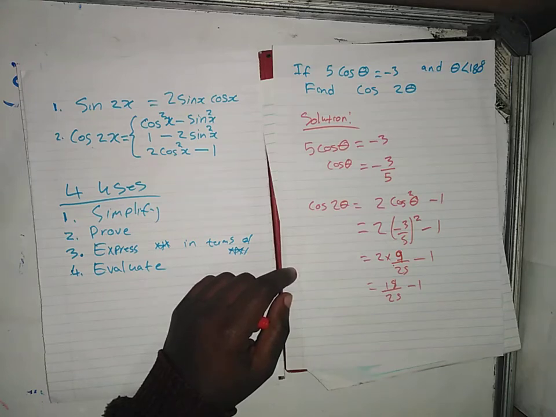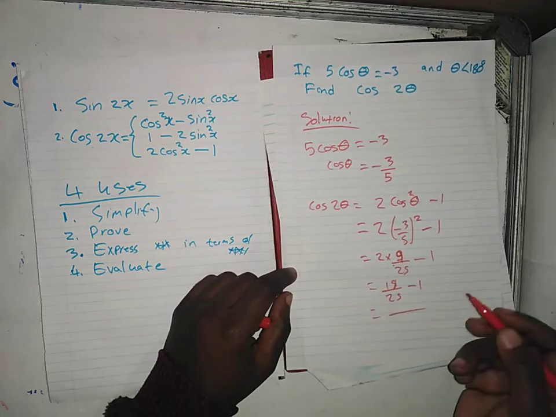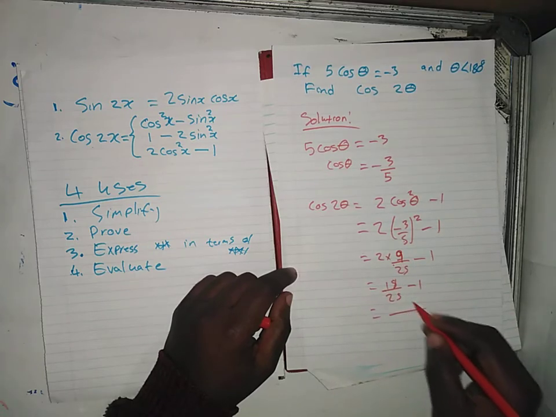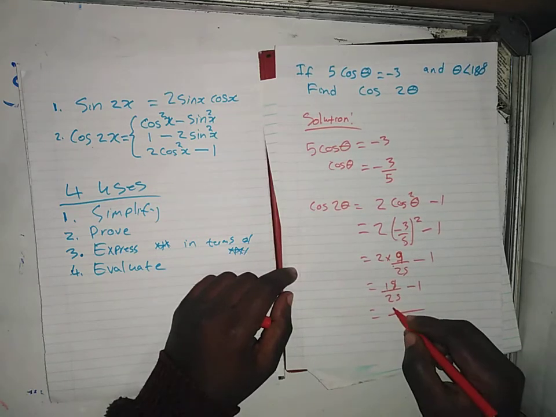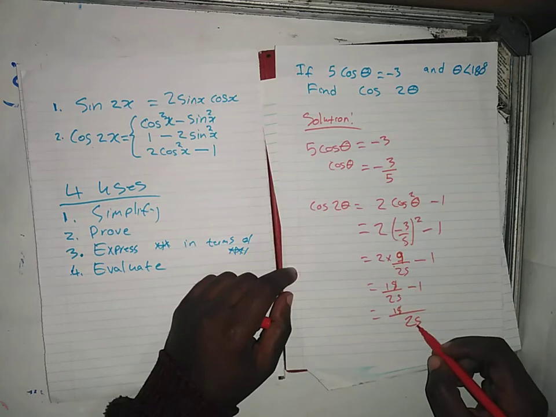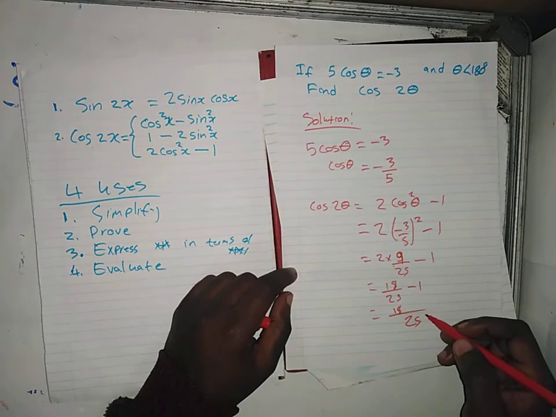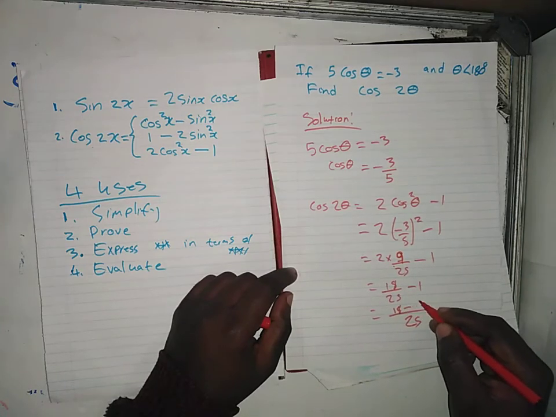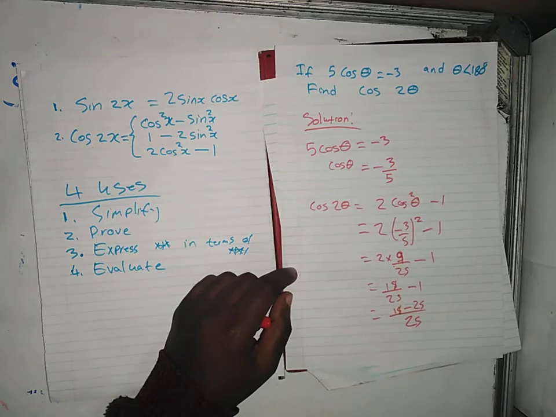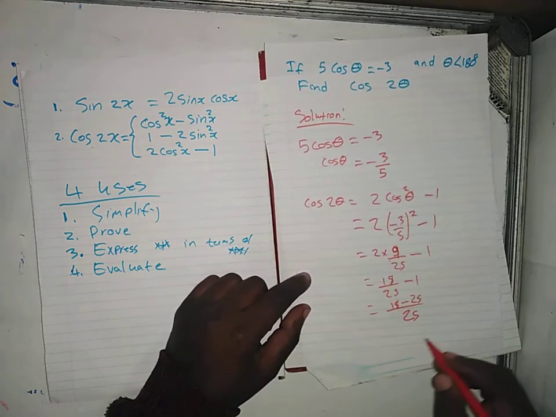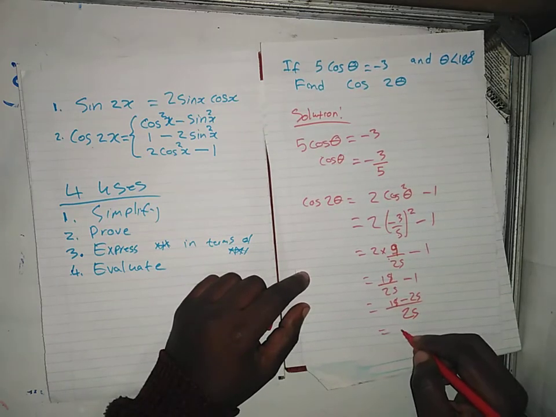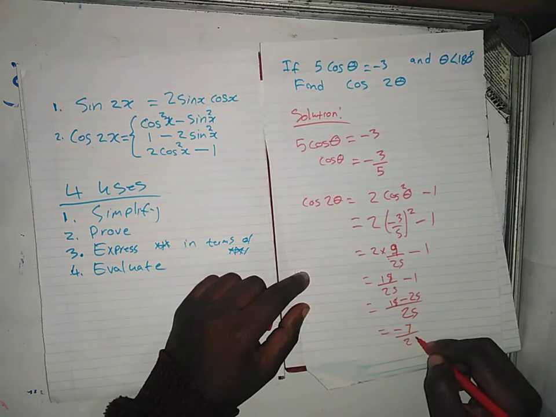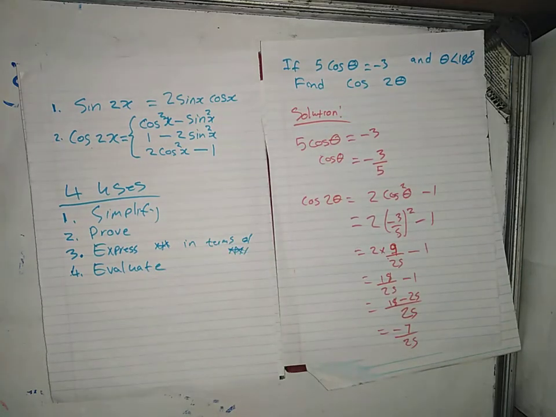Okay, and then the LCD is 25. So 25 divided by 25 is 1, 1 times 18 is 18. And then 25 divided by 1 is 25, 25 times 1, and it's going to be minus 25. So 18 minus 25 is nothing other than minus 7. So your answer is minus 7 over 25. And you are done.